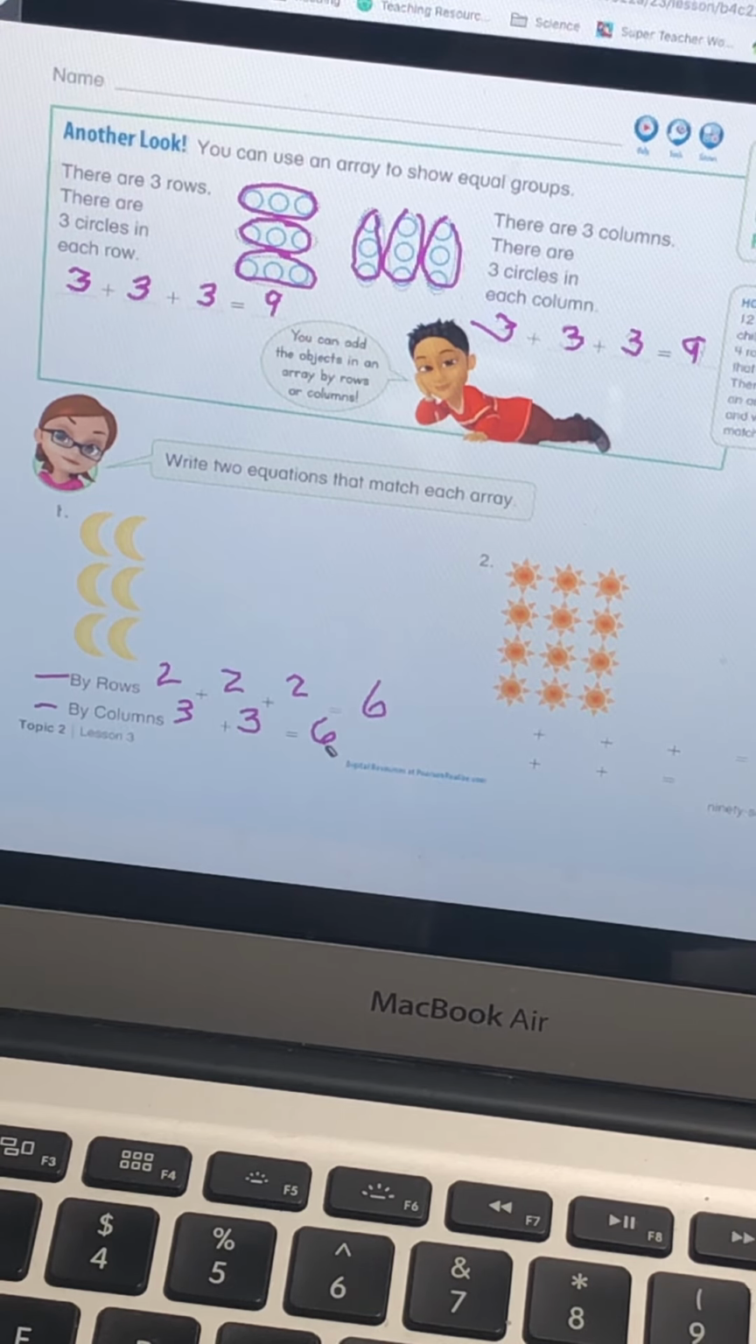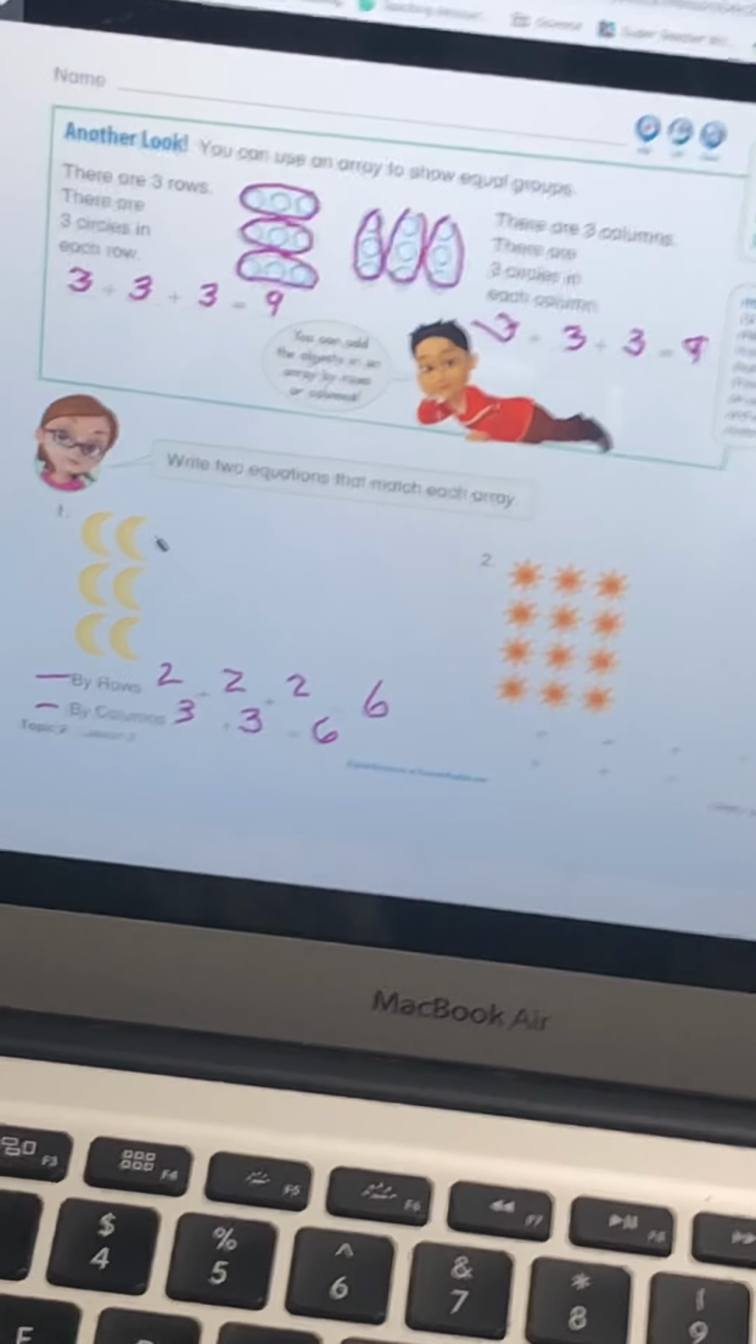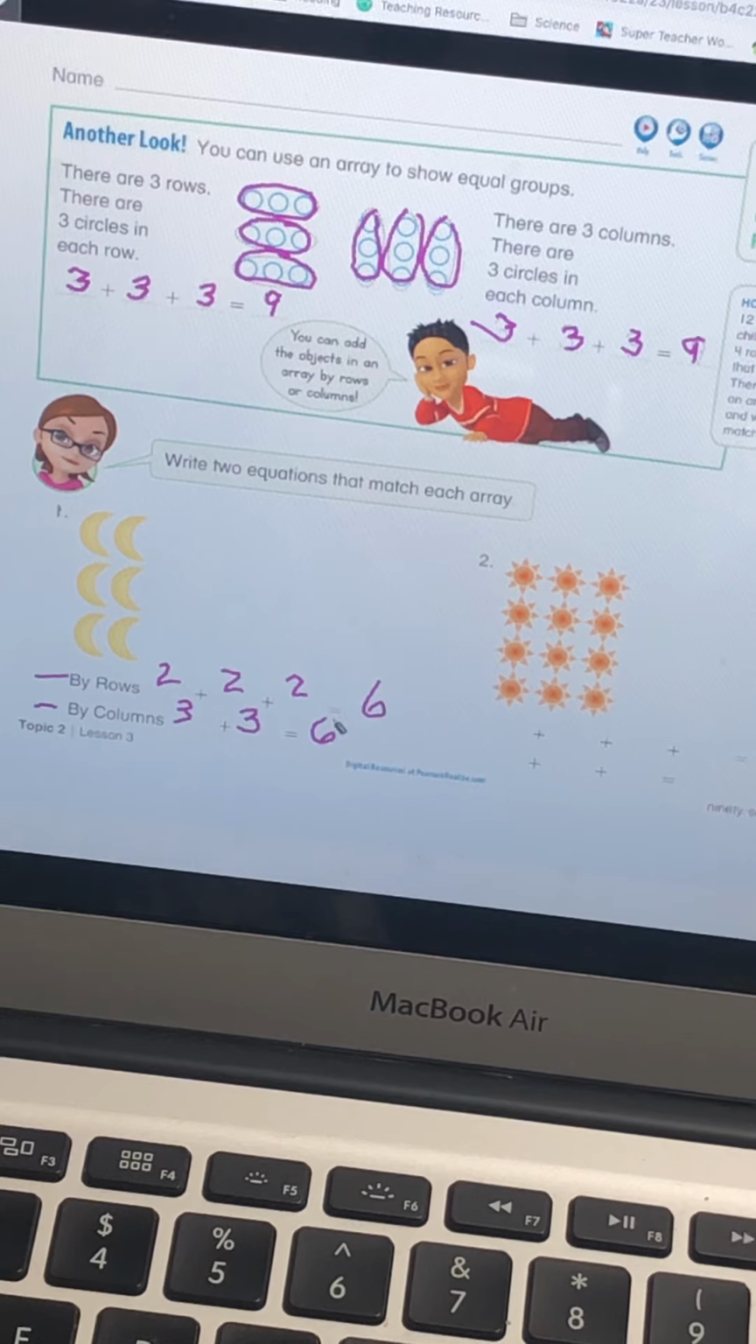That's 2. So even though we count them differently, are we getting the same number? We got 6 by rows and 6 by columns. Are we getting the same number? We sure are. Let's move on to this.